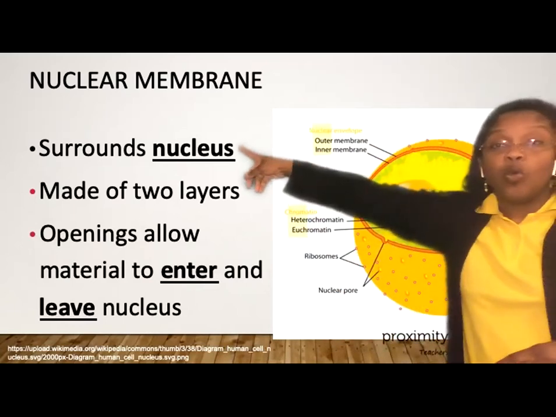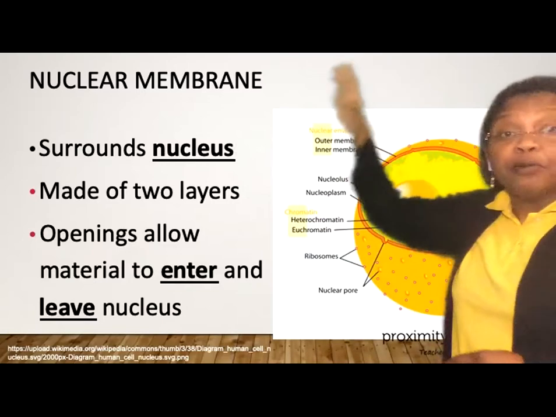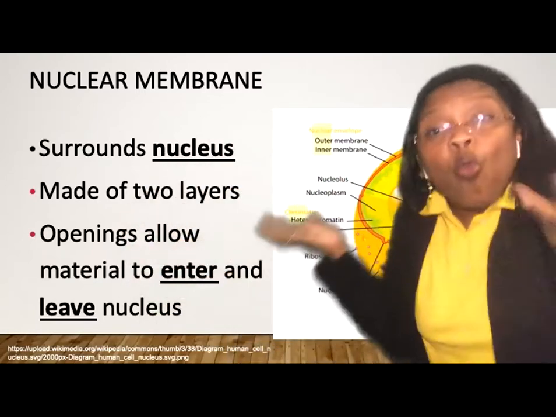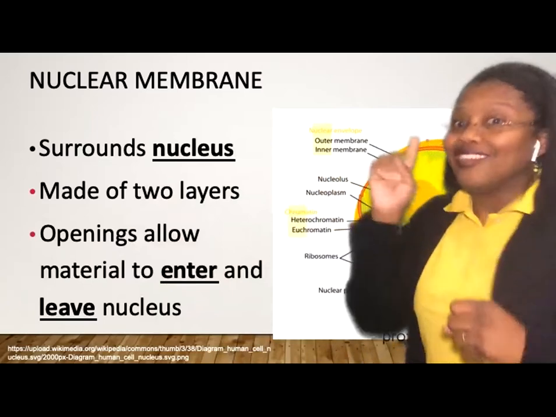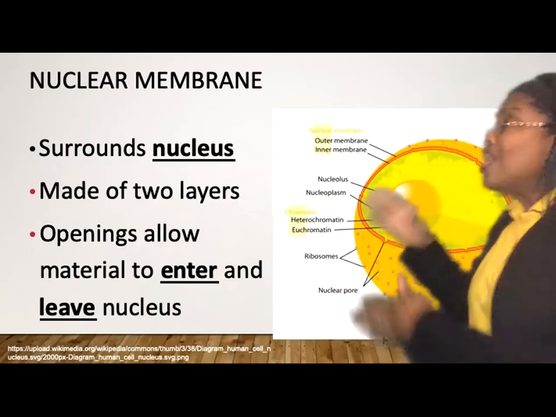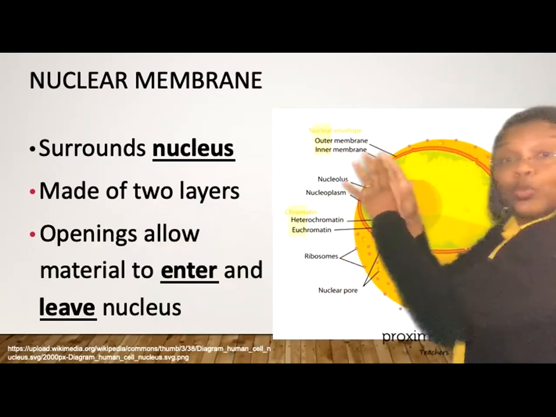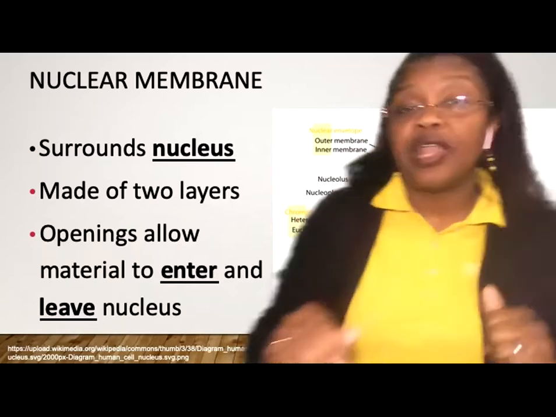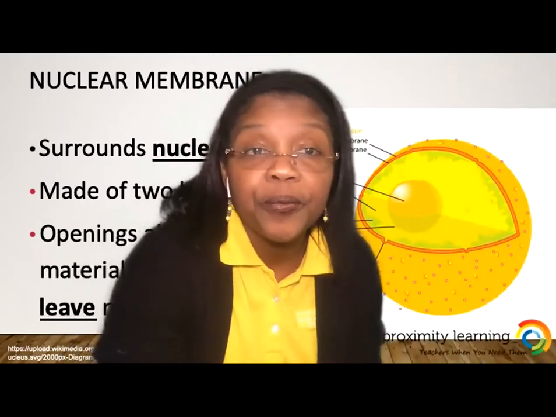Look, guys, there's your bold and underlined word, made up of two layers. It allows certain things to go in and out of the nucleus. Well, what will leave the nucleus? You're going to learn about that later in great detail. For now, just know that the nucleus has a little like a skin, a membrane that allows things in and out. That's what you need to know for now. We will go into greater detail later.